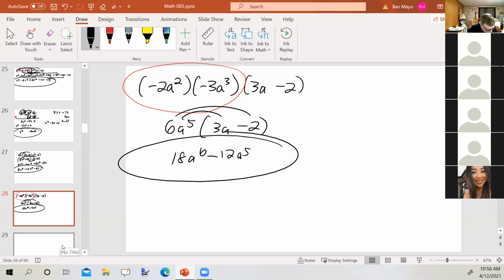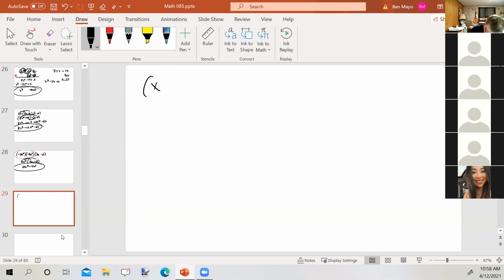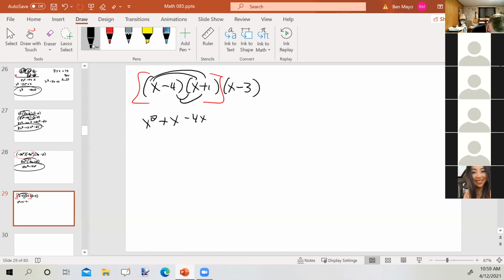And now let's take a binomial times a binomial times a binomial. x minus 4 times x plus 1 times x minus 3. So we're going to multiply the first 2 together, order of operations, multiplication from left to right. So that's going to give us x squared plus x minus 4x minus 4. But combining like terms, we get x squared minus 3x minus 4.